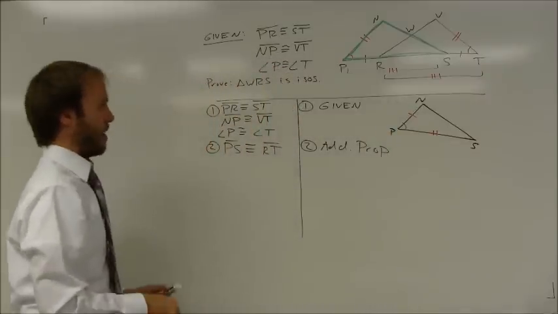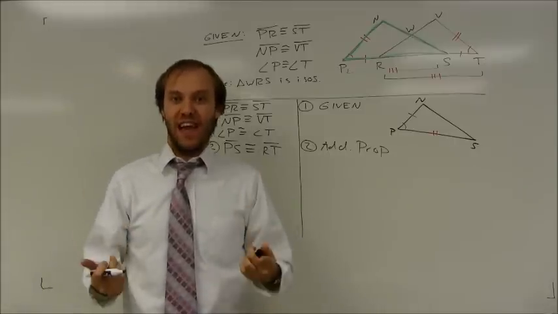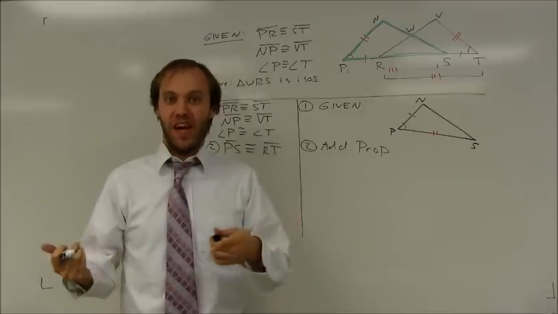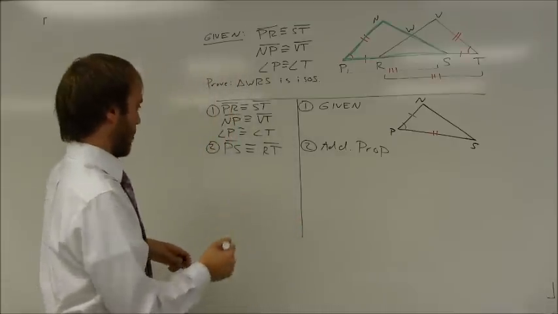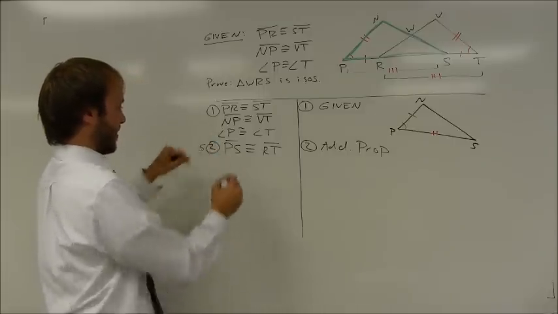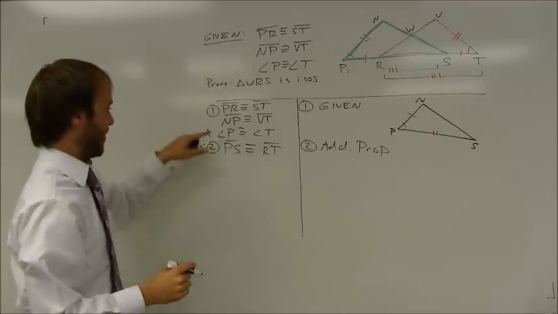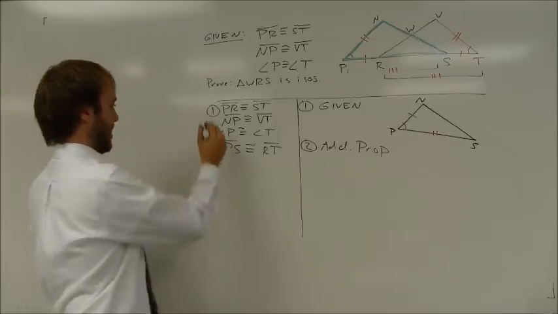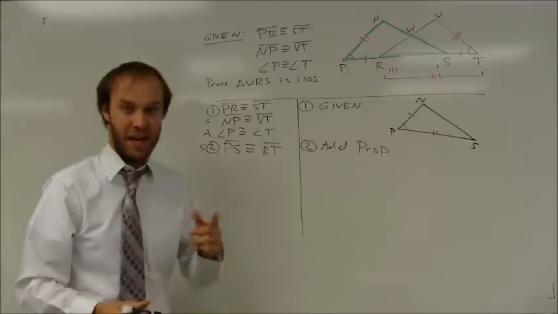So I'll add that into my proof. Also, you want to make sure that you have all sides and angles that you're using for your side angle side statement included as congruent statements in your proof. So I'm going to go back here and check. PS congruent to RT, that's a pair of sides. Angle P congruent to T, that's a pair of angles. And then finally, NP congruent to VT, that's a pair of sides. So it doesn't have to be in order in the proof, but it does need to make it there.